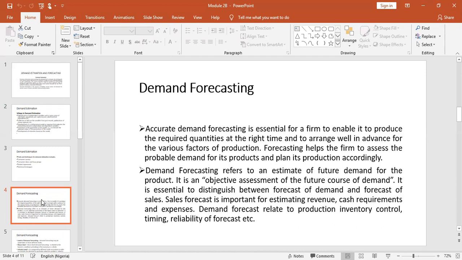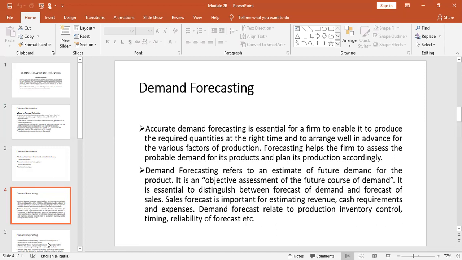It is essential to distinguish between forecast of demand and forecast of sales. Sales forecast is important for estimating revenue, cash requirements, and expenses. Demand forecast relates to production, inventory control, timing, reliability of forecast, etc. So when we're talking about demand forecasting, we're not talking about sales forecast. Sales forecast is just about forecasting revenue and cash flow into the company. But demand forecasting is looking at the future trend of demand as it relates to production and inventory control.